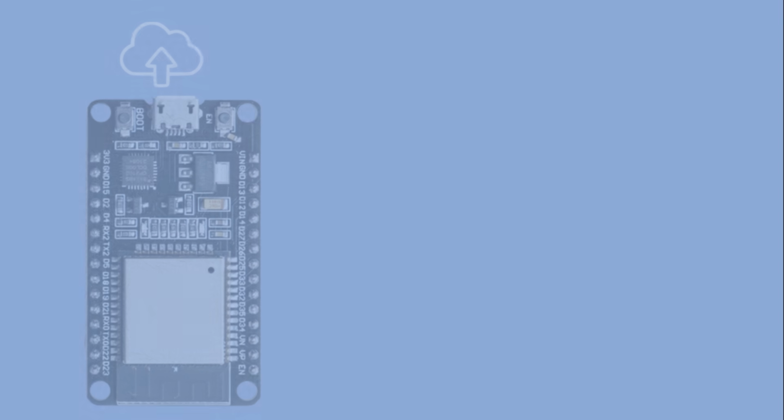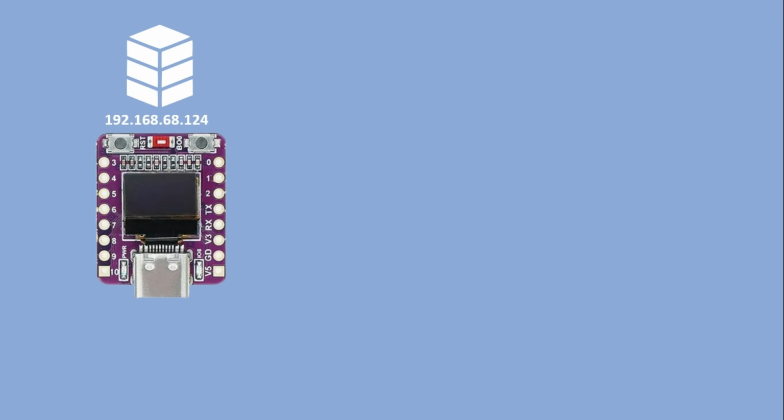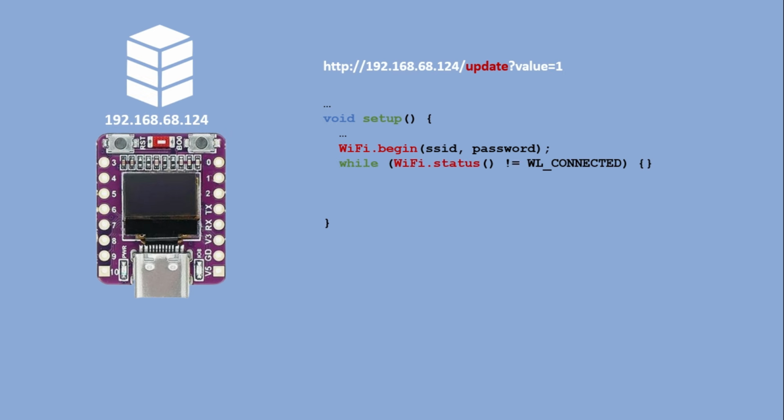So now let's have a look at the receiver. The receiver is designed to react to URL requests like this one. In this example, the value after the equals sign is passed to the receiver and can be processed by the ESP32. In the setup function, we first connect the ESP32 to the Wi-Fi network using the provided credentials. As with the transmitter, the code waits in a loop until the Wi-Fi connection has been successfully established. Next, we register a handler for the update endpoint.